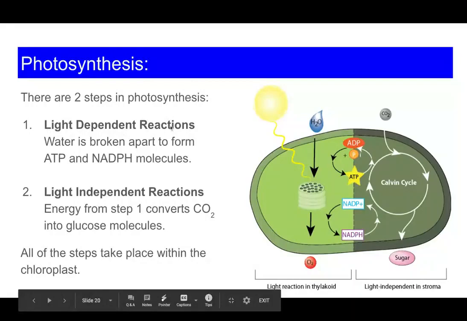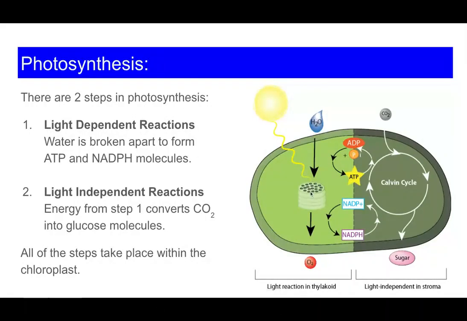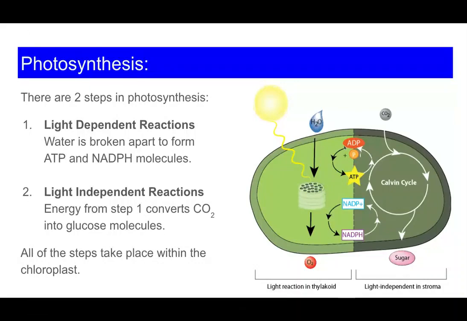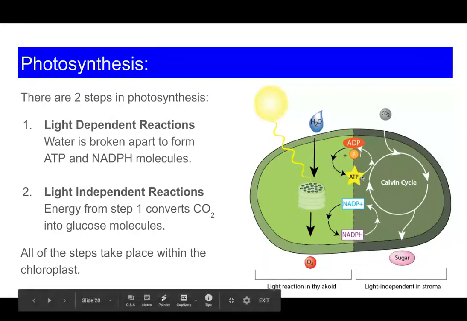So these are called light-dependent reactions, and water that's in the cell is taken into the chloroplast and broken apart, and it forms ATP and NADPH molecules. And then it ends up releasing oxygen because we're stripping the hydrogen from the water. So we use that hydrogen to charge up ATP and also charge up this NADPH. So these are just energy batteries that the cell uses.